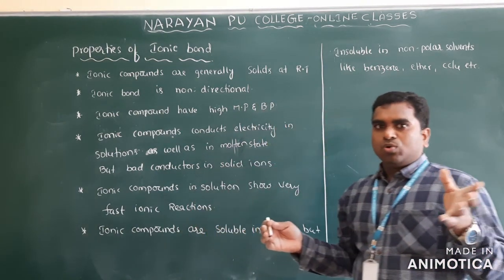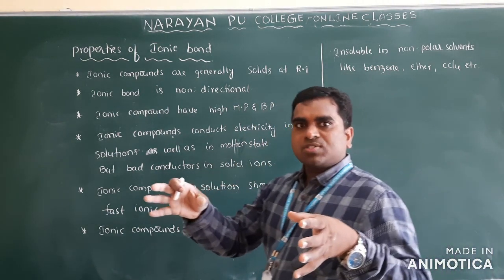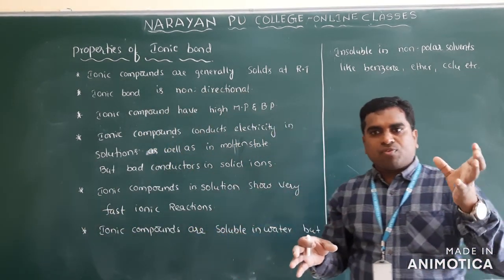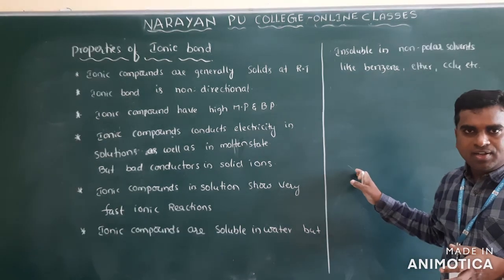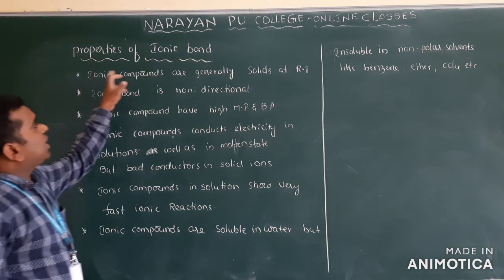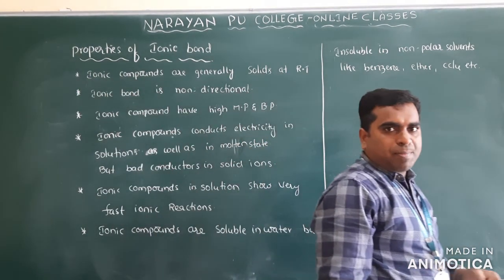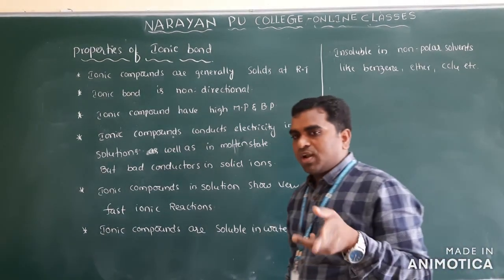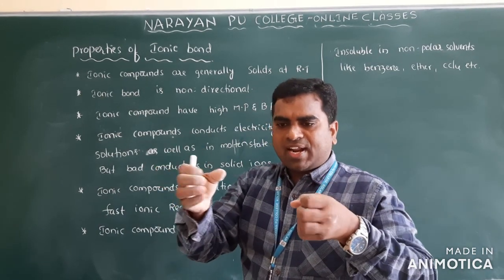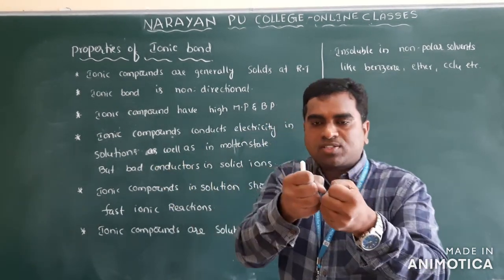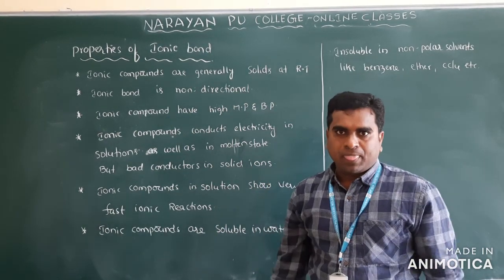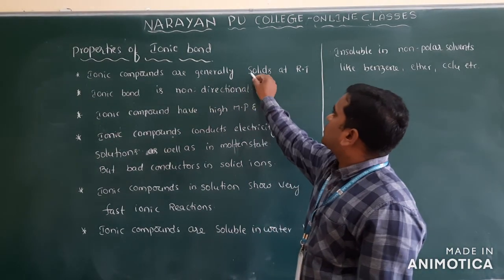Clear? They will give you some compounds and ask you to write the order of increasing or decreasing lattice energy. We have already written that there. So the next one is properties of ionic compounds. Ionic compounds generally are solids at room temperature, but covalent compounds can exist as solids, liquids, and gases. Ionic compounds are generally solids. Why? Because there are strong attractive forces among the ions. If attractions are very strong, they are in the form of solids. So generally, ionic compounds are solids.